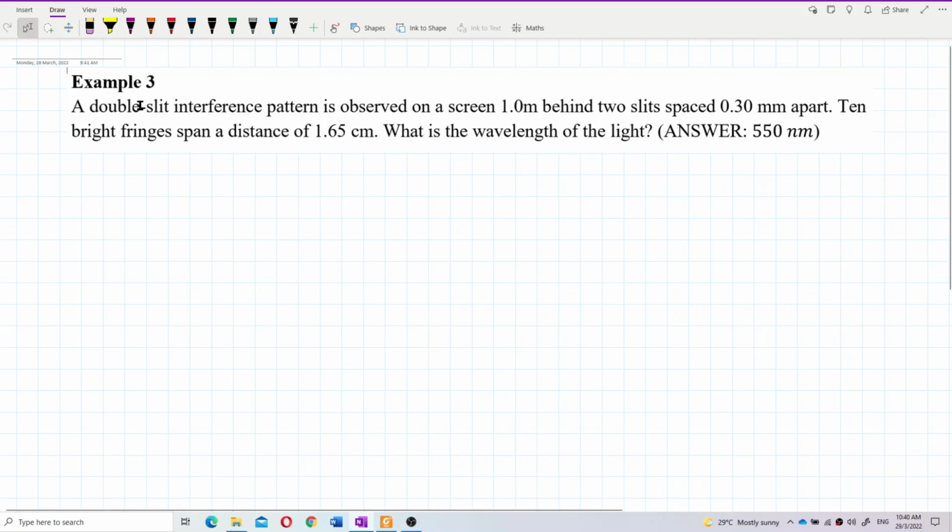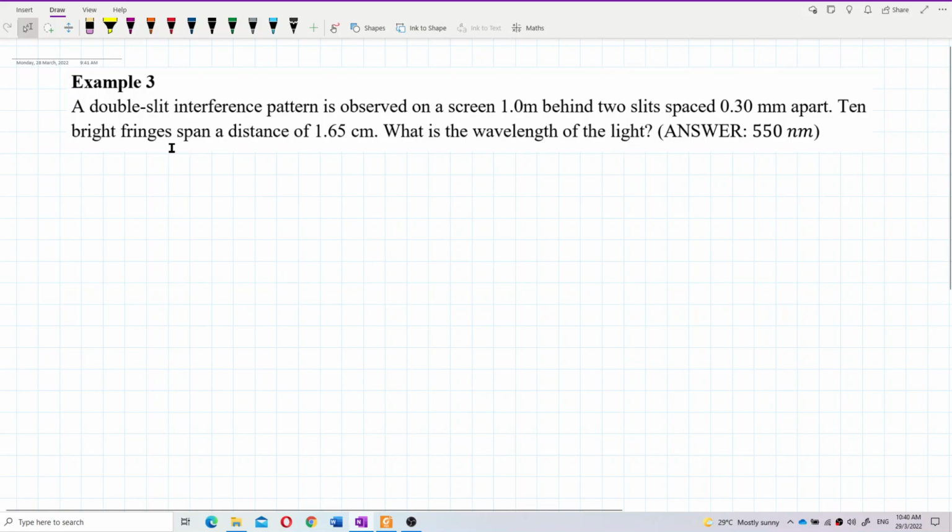Okay, a double slit interference pattern is observed on a screen 1 meter behind two slits spaced 0.3 millimeter apart. So 10 bright fringes span a distance of 1.65 centimeter. What is the wavelength of the light?